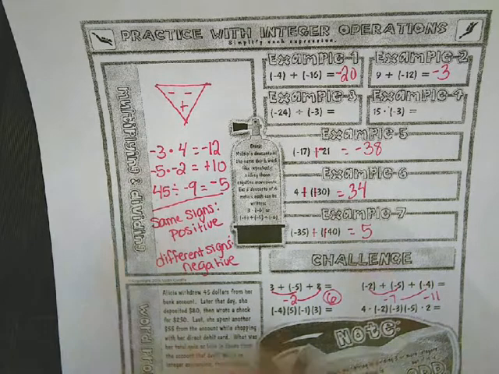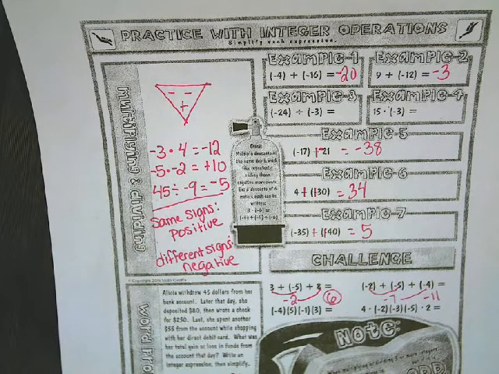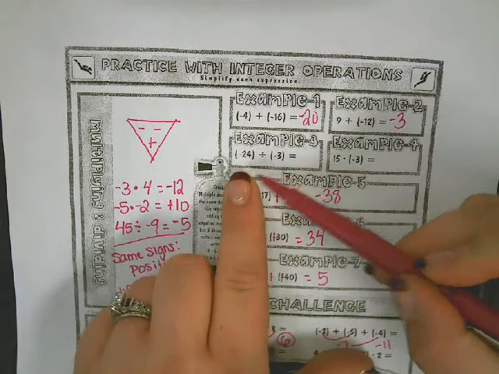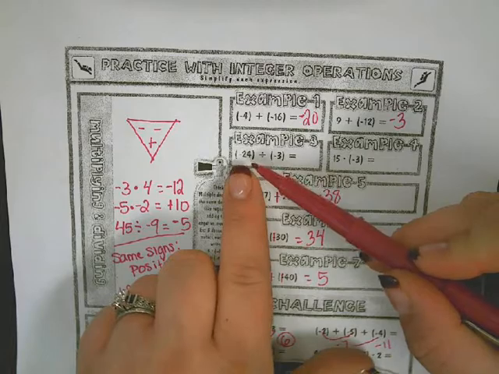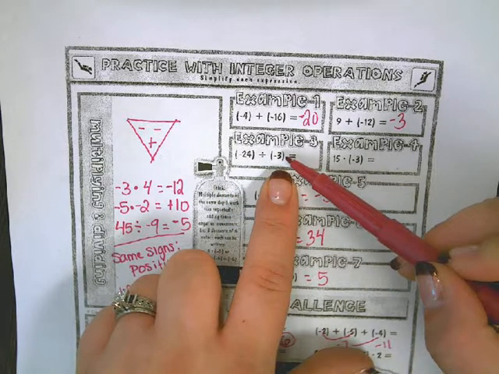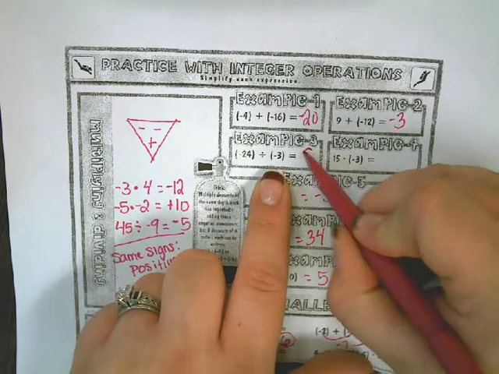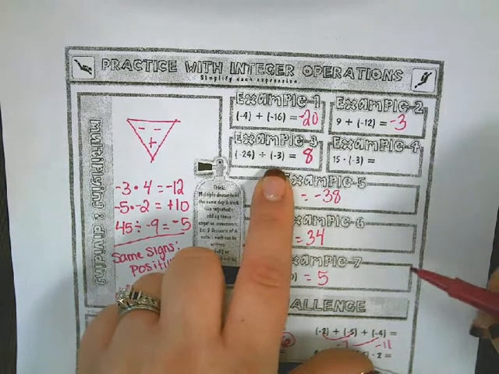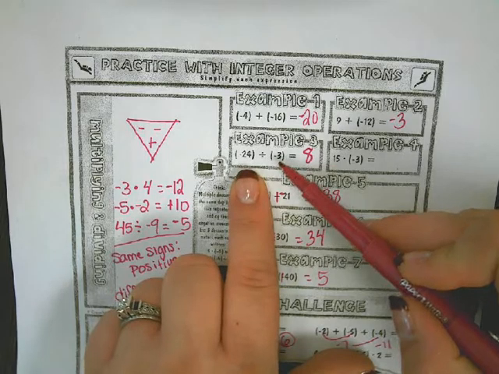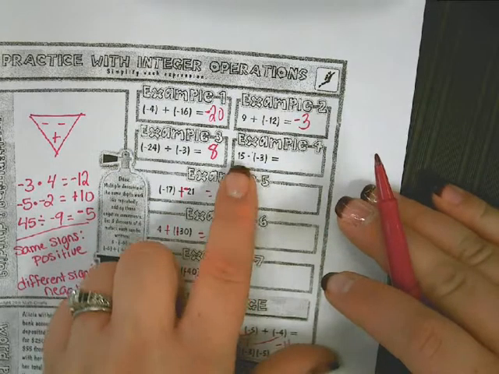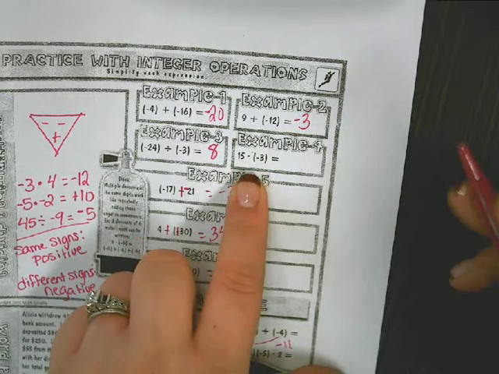Example 3. Where are my hearts? Negative 24 divided by negative 3. So what's 24 divided by 3? 8. Is it a positive or a negative 8? Positive, because I have same sign. Example number 4 is 15 times a negative 3. 45. So 15 times 3 is 45. Is it a positive or a negative? Negative.